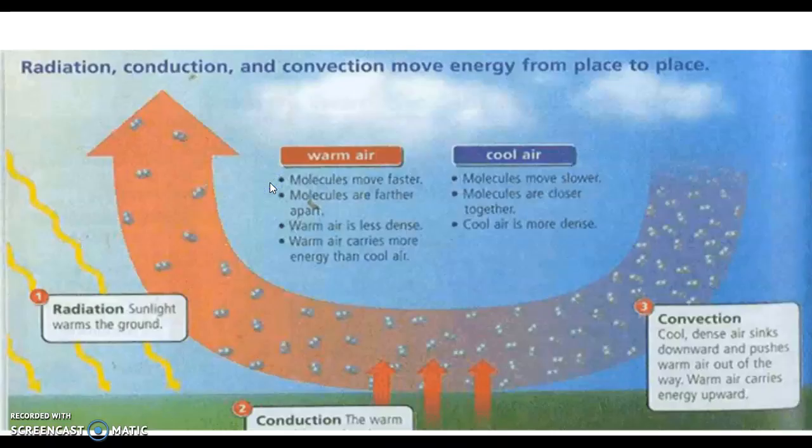Looking at how the three impact our atmosphere, you'll see that radiation is an impact on our atmosphere because it's how the sunlight is getting to us and is warming our ground. Convection is the process where the cool, dense air sinks down and pushes the rising warm air out of the way. Conduction is the transfer of energy from land or sea to the air above it.